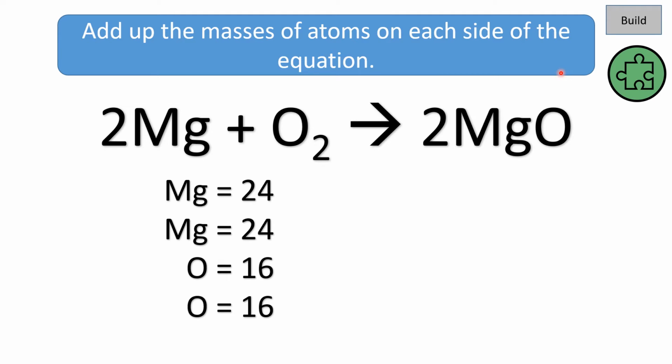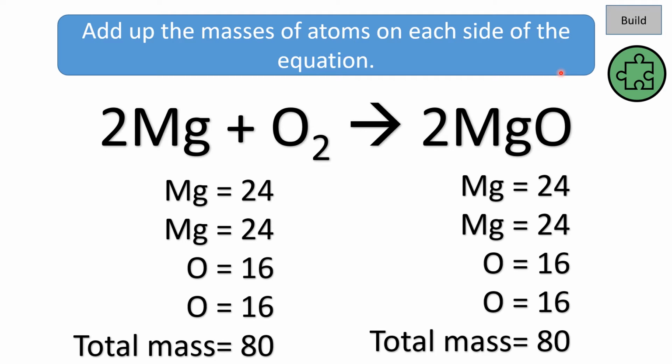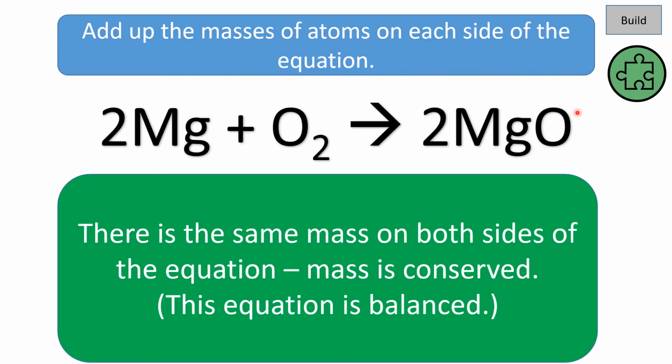Add them all up, and on this side of the equation, my reactants add up to a total mass of 80. And I'm saying 80, not 80 grams, because it's a relative atomic mass or relative formula mass in this example. On the product side, I've got two magnesiums and two oxygens again, so my relative formula mass here is 80 again. So in both ways, either looking at the atoms themselves, the number of atoms of each type are the same on both sides of the equation, or looking at the mass itself, mass is conserved. As a rule, the same mass on both sides of the equation.